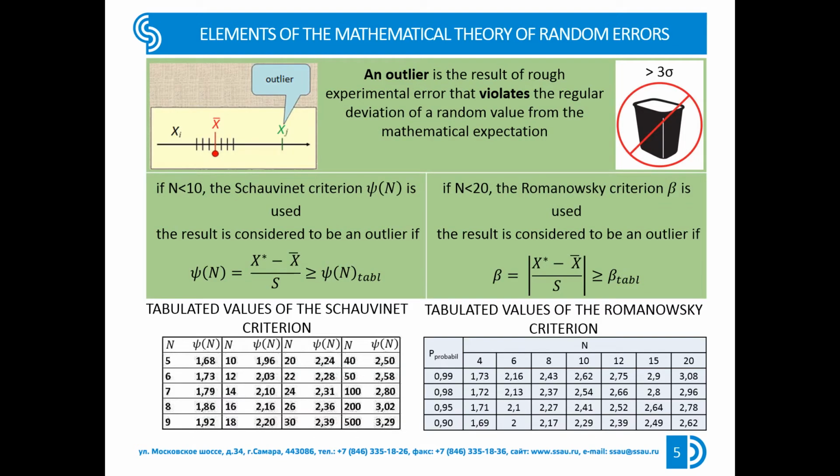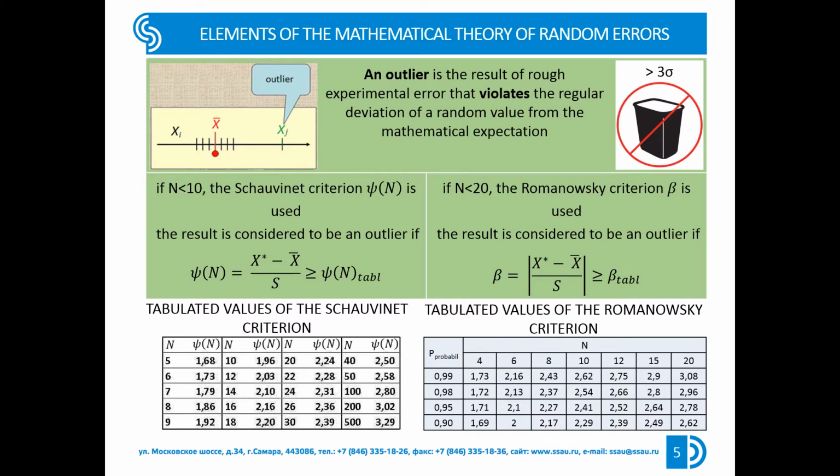A few words about identifying outliers. An outlier is the result of rough experimental error that violates the regular deviation of a random value from the mathematical expectation. Hence, the probability of its occurrence is small. In practice, all results with an error greater than 3 sigma are sometimes rejected. However, with a large number of measurements, the probability of such errors is rather high.